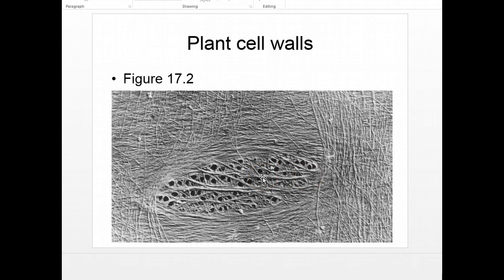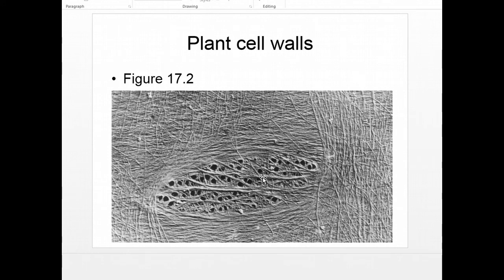Here's a really neat little picture of cell wall. When I say it looks like burlap, it really does. What you're seeing is the microfibrils. These are the cellulose fibers that are just cross-linked. And then there's material that sort of sticks them all together. So that basically looks like a burlap box.